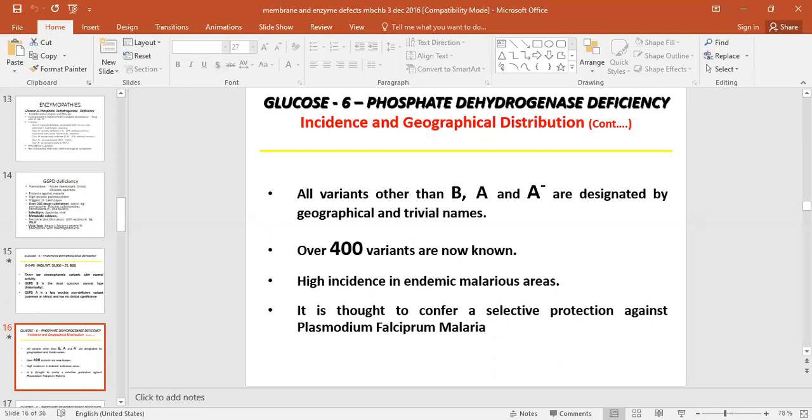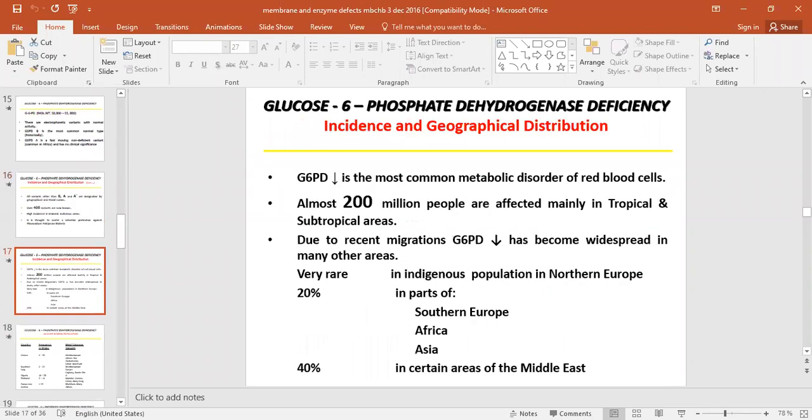Now, there are different ways of looking at these variants. You have B, A negative, based on geographical and other trivial names that have been given to this G6PD enzyme. As I did mention, the high incidence, of course, will be seen in malaria endemic areas, and it is thought to confer a selective protection against, especially, Plasmodium falciparum malaria.